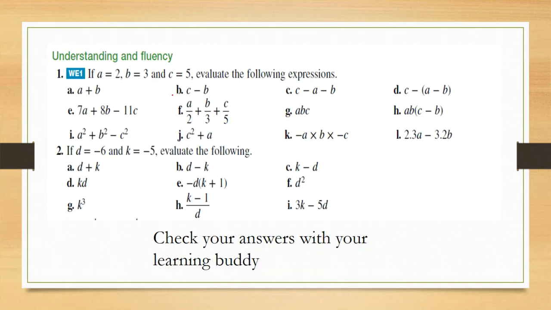These are the questions that we'd like you to do. And you can check your answers with your learning buddies. A plus B, so we'd have 2 plus 3 is 5. C minus B, 5 minus 3 is 2.